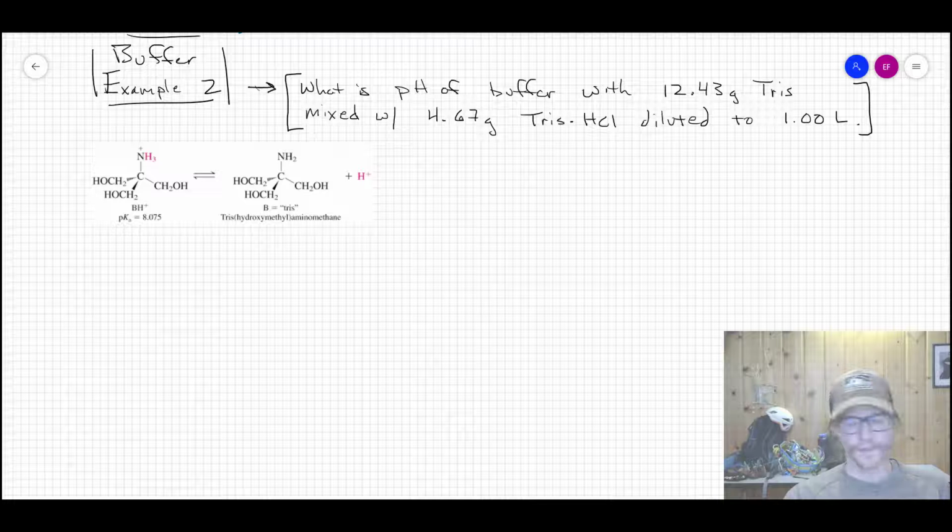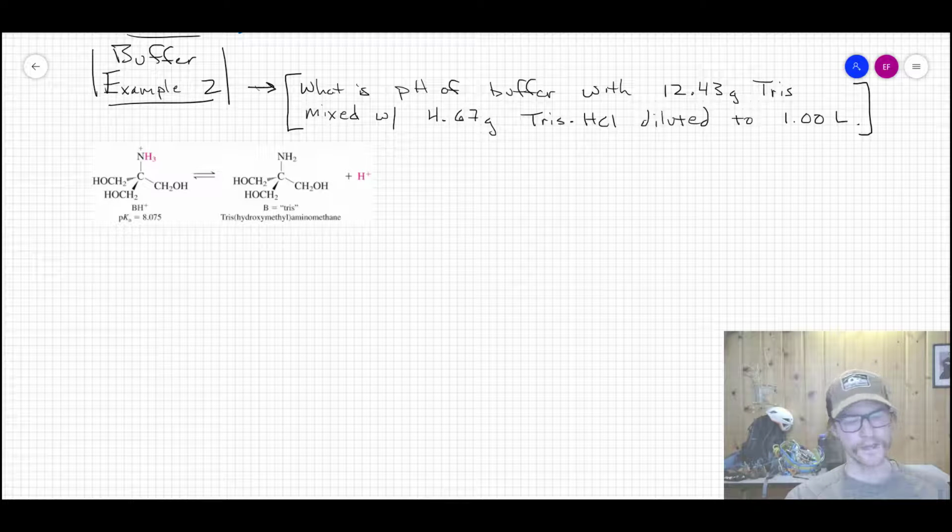All right, so I think this example is probably a little bit easier, but it sort of asks the inverse question, which is what is the pH of a buffer when you have given amounts of acid and base, some weak acid and conjugate base, or in this case weak base and its conjugate acid. And so the example uses tris.